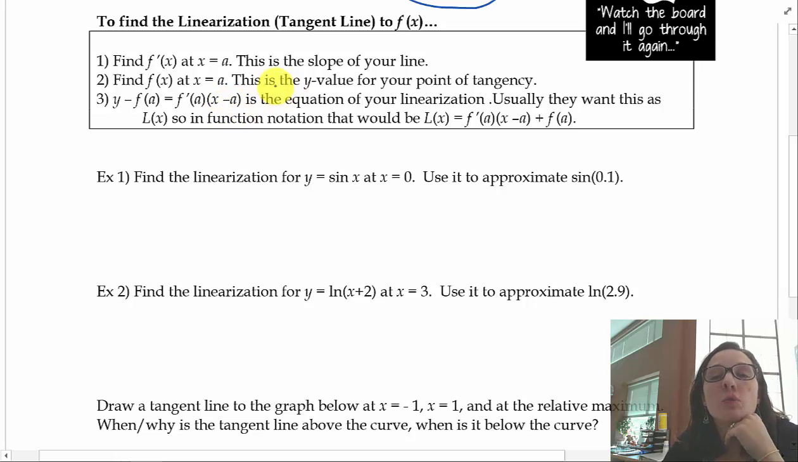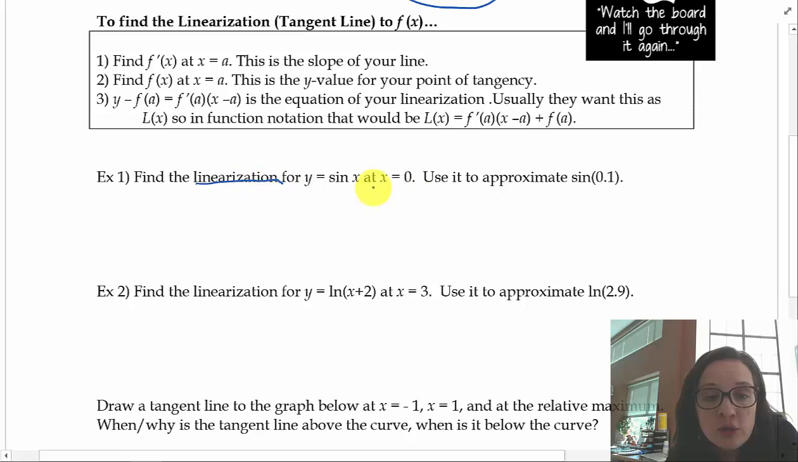A lot of times they're going to want that in L of x form, so we'll add the f of a to both sides to make it look like this, but it doesn't really matter. So we'll just start here. Find the linearization for y equals sine x at 0. Use it to approximate sine of 0.1.